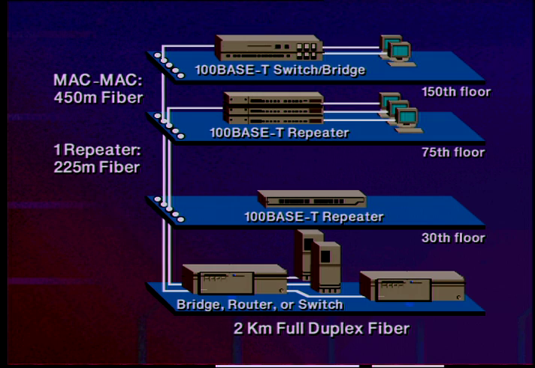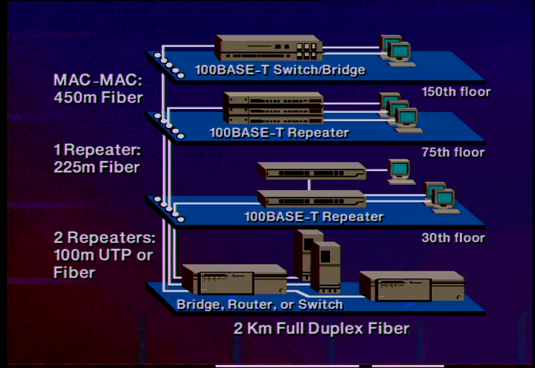The repeater is connected to end systems by 100 meters of unshielded twisted pair or shielded twisted pair. If you have multiple repeaters, then the length of that fiber connection, which connects the repeater to a switch or a bridge, is limited to 100 meters.